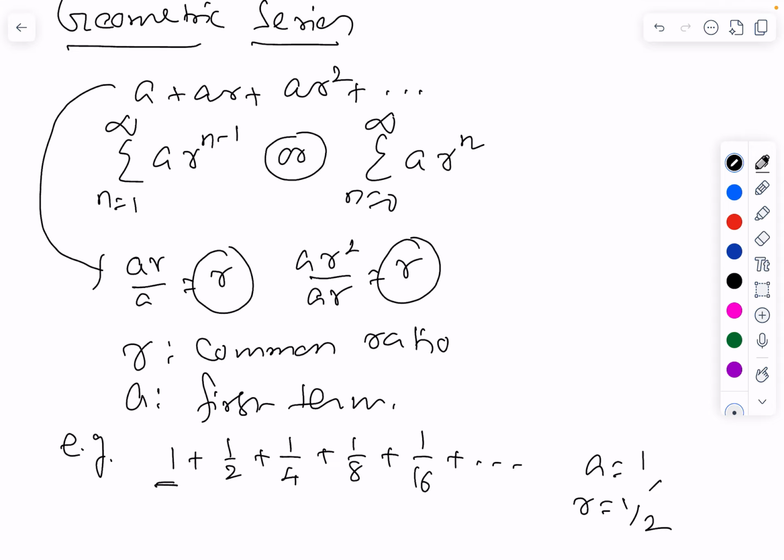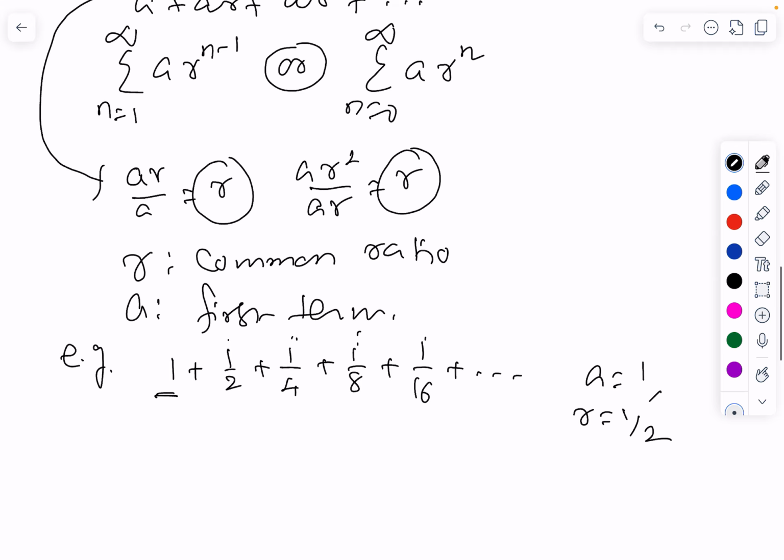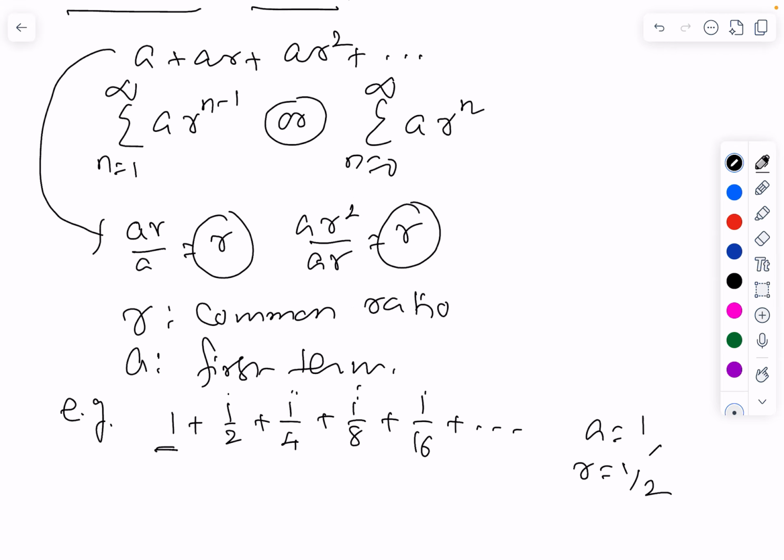Okay, you divide the previous term: the third term 1 by 4 divided by 1 by 2, you will get 1 by 2. 1 by 8 divided by 1 by 4, 1 by 2. 1 by 16 divided by 1 by 8, 1 by 2 and so on. So this kind of series is known as a geometric series.